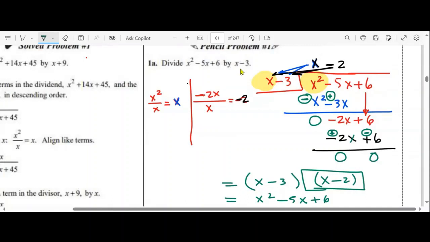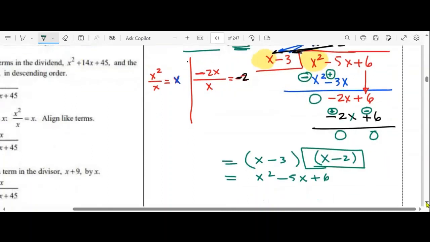Yeah, what is this called? Divisor, right? This is the divisor. It's given in the equation, and this is the dividend. Okay, let's take another example.